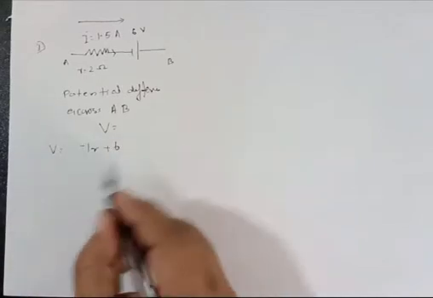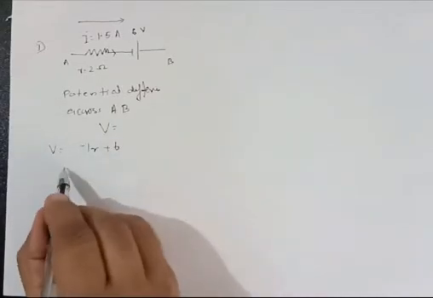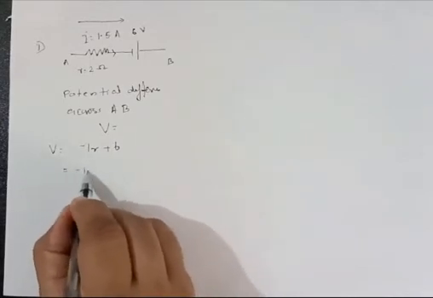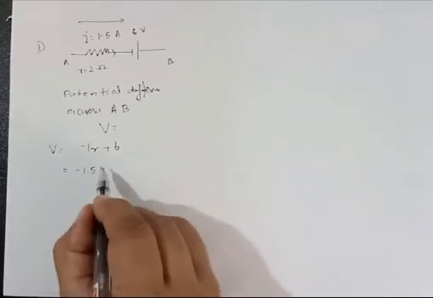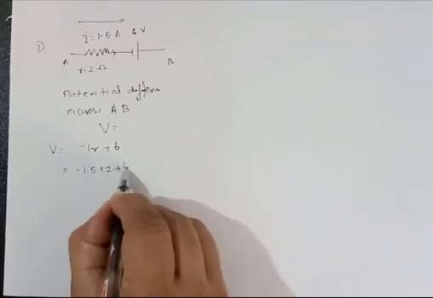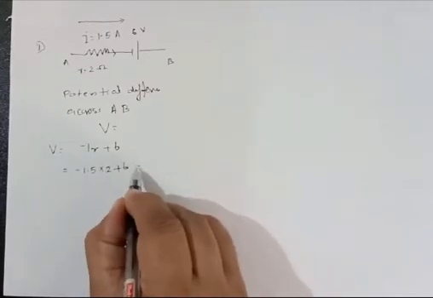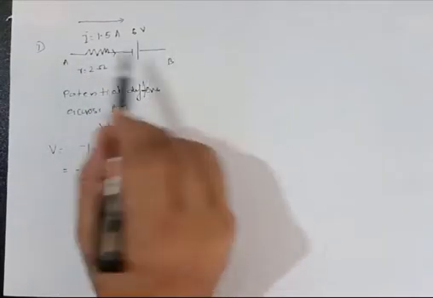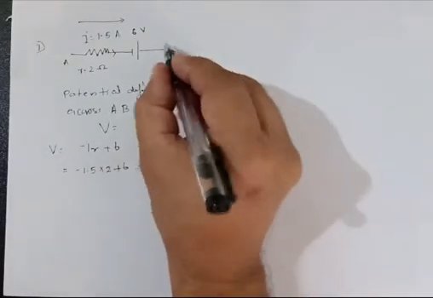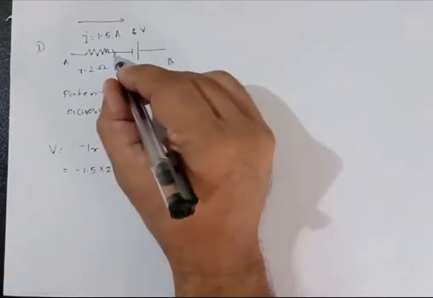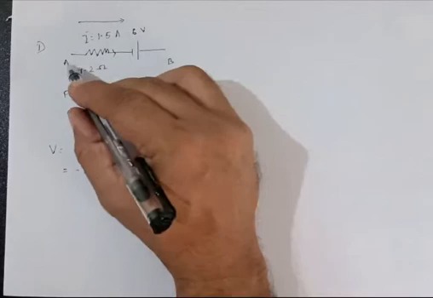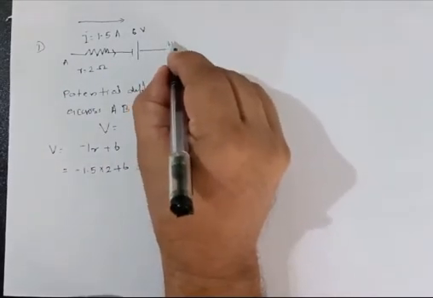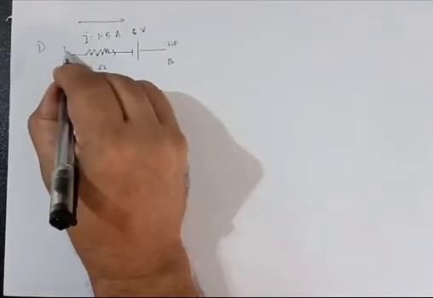A and B. So you can write what is the V value. V is 1.5 minus 1.5 times 2 plus 6. If you work it out, you will get 3 volt. So the potential difference between these 2 points will be 3 volt. A will be at the higher potential and B will be at a lower potential.